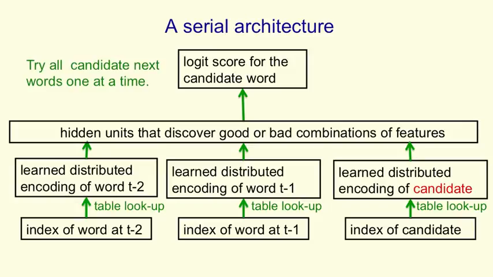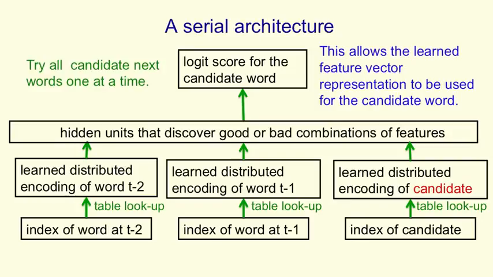And of course, that doesn't have many weights in it. So we try all the candidate words one at a time, and by putting in the word as a candidate at the bottom, we're able to use the learned feature vector for that candidate word that we learned when it was a context word. So we can have the same representation of the word when it's part of the context and when it's a candidate for the next word that we're trying to predict.